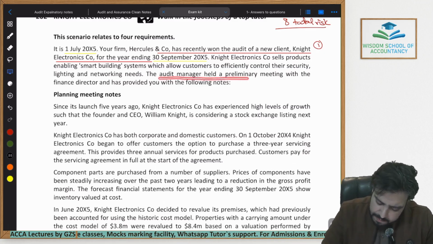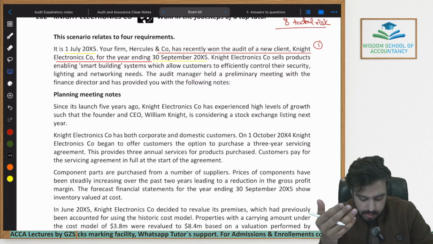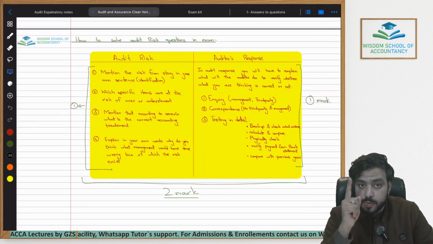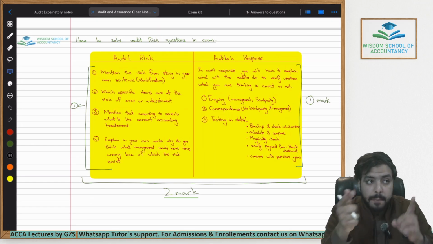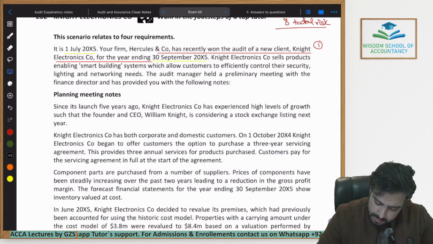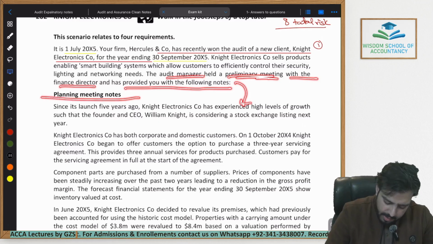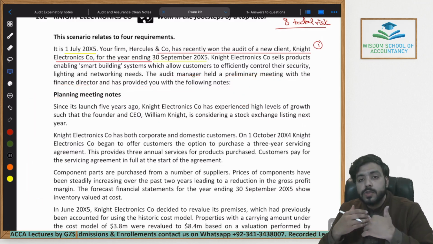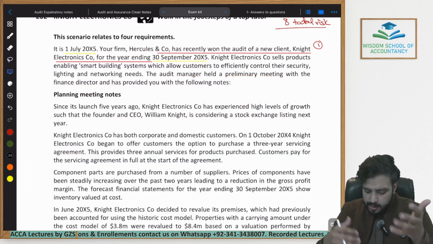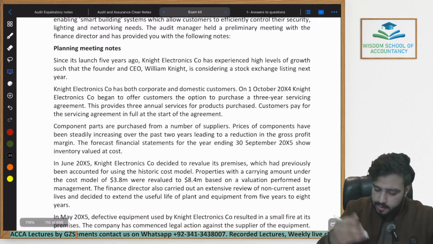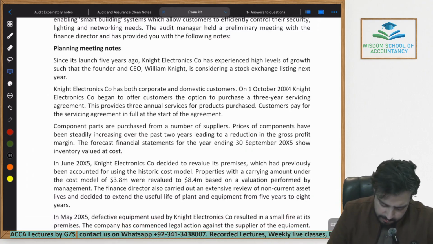The audit manager held a preliminary meeting. What is meant by preliminary? I told you when we were understanding from the lectures, from the clean notes, what audit risk is and how to write about it, there was this word used within analytical procedures. Preliminary means planning, the other word for planning. So a planning meeting was held. The audit manager held a planning meeting with the finance director and has provided you with the following notes. These are the remaining things we are told about the discussion between the audit manager and the finance director. We will have to identify the risky areas from within this discussion. Now, let's read forward.